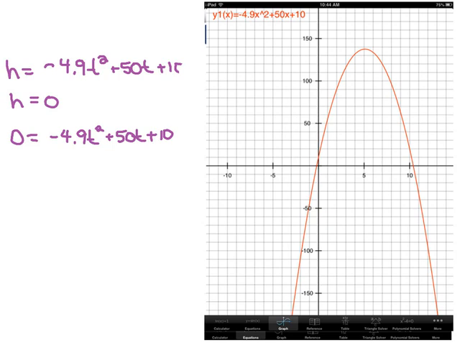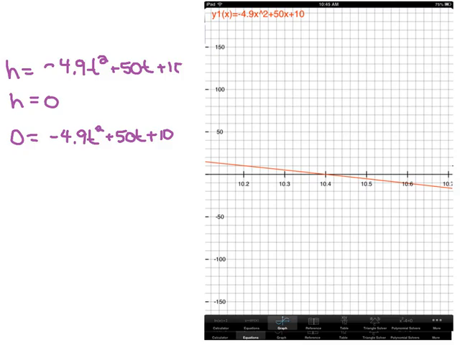And h equals 0 is when it crosses the x-axis. So if we zoom in, it should look like this. So we're seeing that it crosses right here at this point. So t will equal 10.4 seconds.